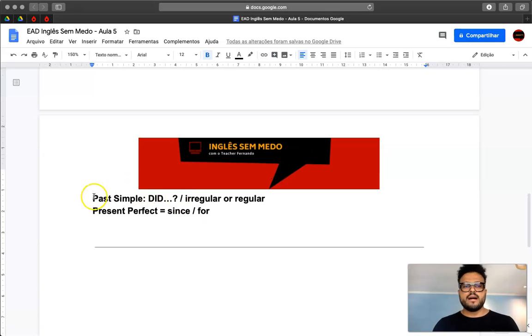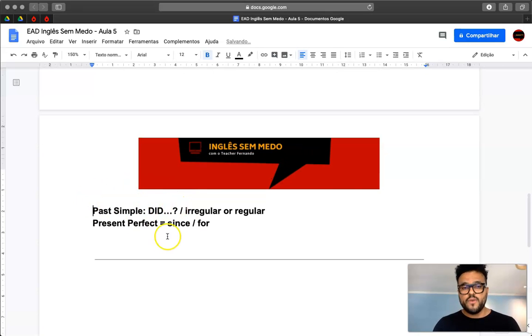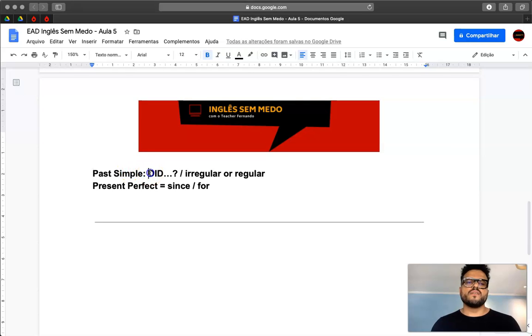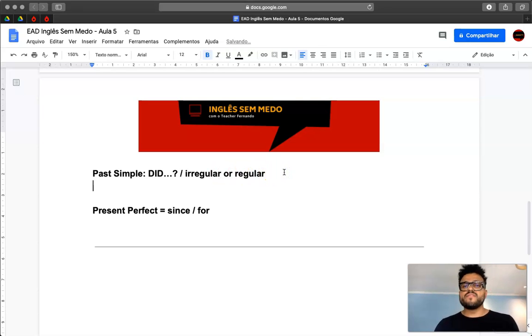Past simple, we have already talked about this before. So past simple, we use the auxiliary did. We use regular or irregular verbs. Basically the past simple is used for activities in the past, and those activities are finished. Here is an example: I worked yesterday. It's finished, it's over.